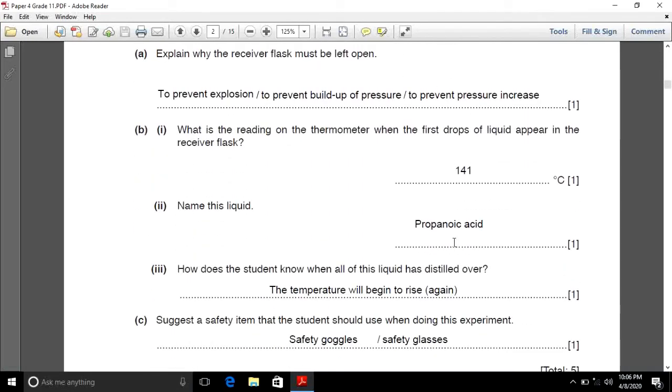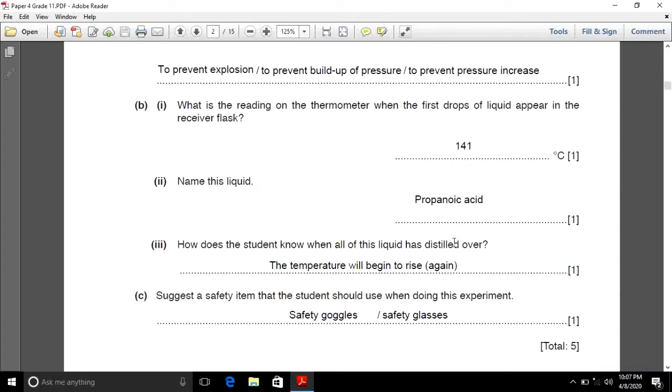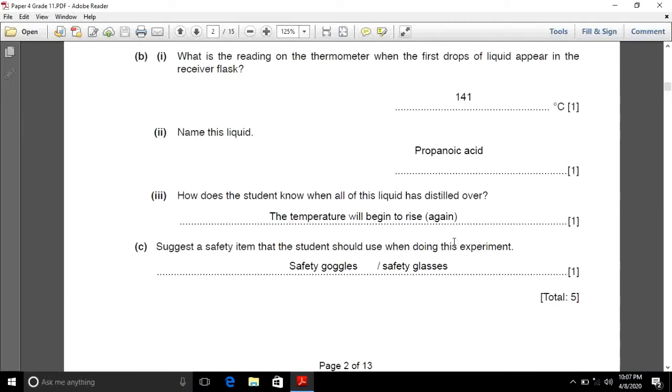Part A: explain why the receiver flask must be left open. The receiver flask must be left open to prevent a build-up of gas pressure, which might lead to an explosion. Question B, first part: what is the reading on the thermometer when the first drops of liquid appear in the receiver flask? That temperature will be 141, because propanoic acid, having a lower boiling point, will be liquefied first. Name this liquid. This liquid will be propanoic acid.